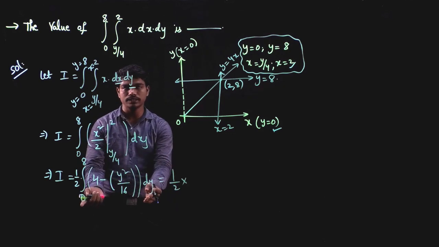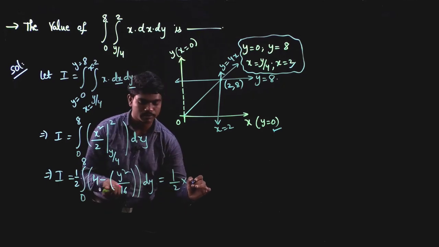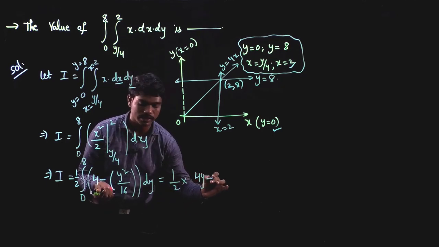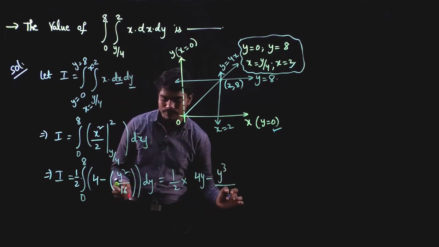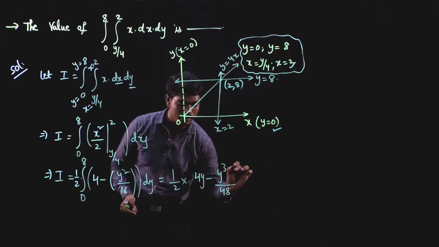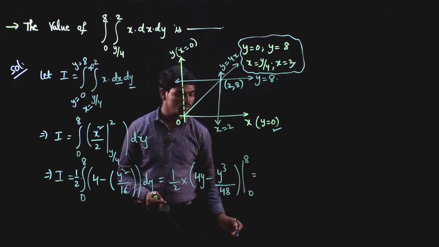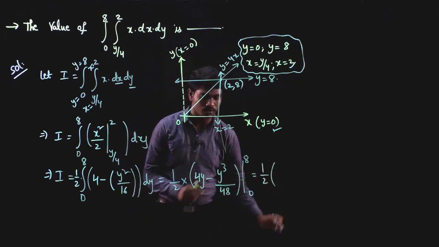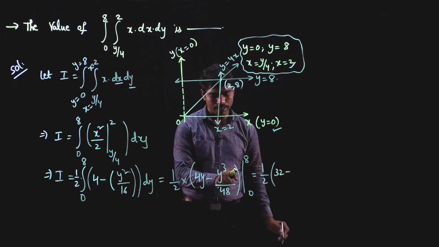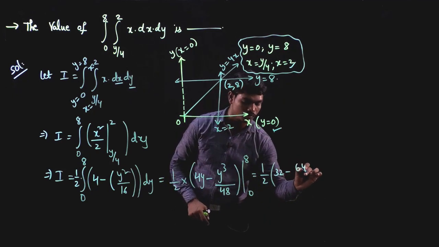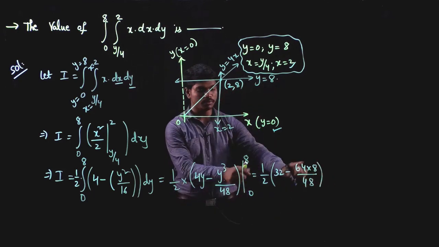Now this is a single variable integration, which is normal to us. If you do integration with respect to y, the integration of 4 is 4y minus the integration of y square, which is y cube by 3, and of course this 3 when multiplied with the 16 gives 48, within the limits 0 to 8. So this is equal to 1 by 2 into, if you substitute the upper limit, 4 eights are 32, minus, if you substitute 8, 64 into 8, divided by 48. This is the total numerical value that we attain.